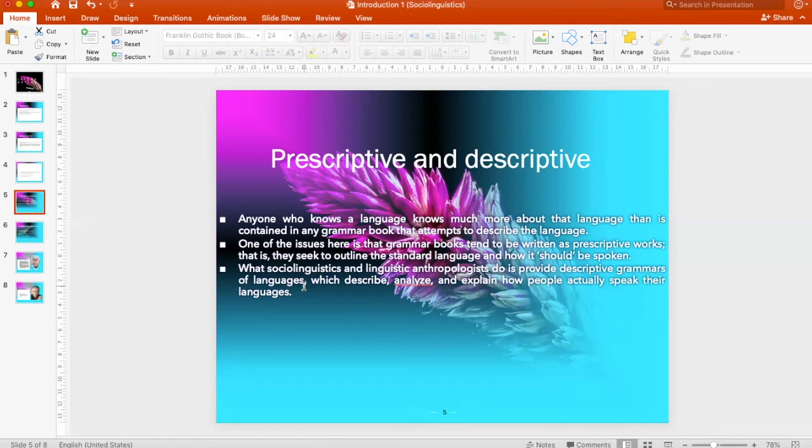In descriptive grammar, we try to provide the language without being stuck in the systems of the prescriptive. So sociolinguists and linguistic anthropologists provide descriptive grammars of languages, which describe, analyze, and explain how people actually speak the languages. So it's more than just the system inside the code, but the analyzing of how they speak the language.